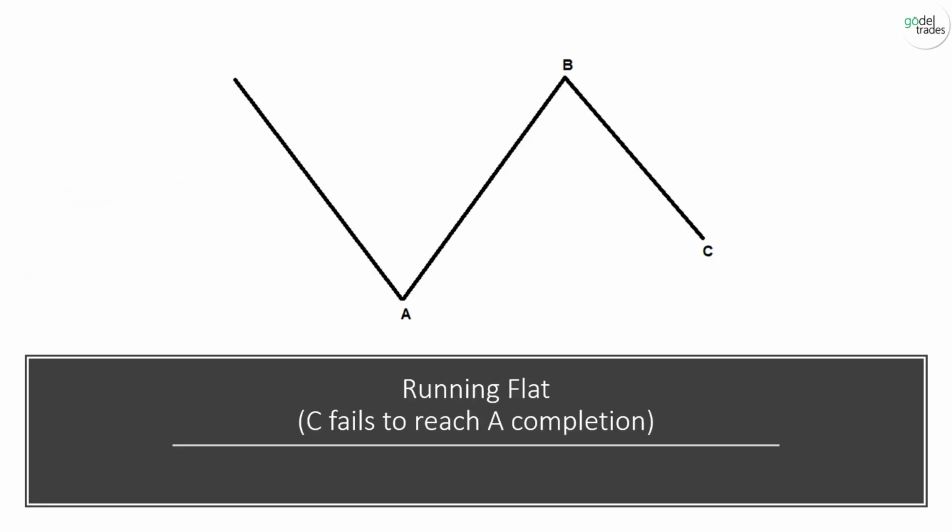Another type of flat is the running flat, where your C wave fails to touch or break below the end of A. And again, this would be reversed: up in A, down in B, up in C, in a reversed market environment.